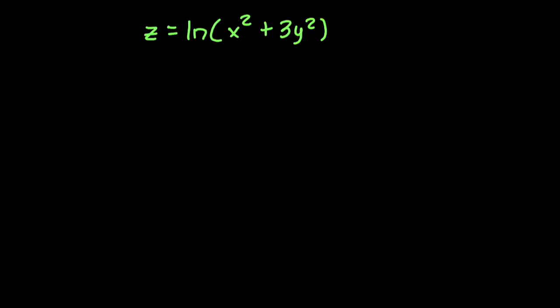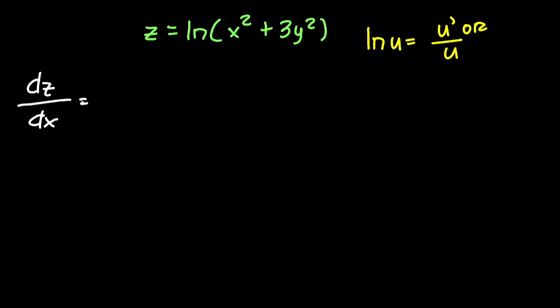z equals ln of x squared plus 3y squared. So let's take the derivative of z with respect to x. Keep in mind the property of ln. The derivative of ln of u would be equal to u prime over u. U prime, or du, because it is basically the same. So let u here be x squared plus 3y squared.